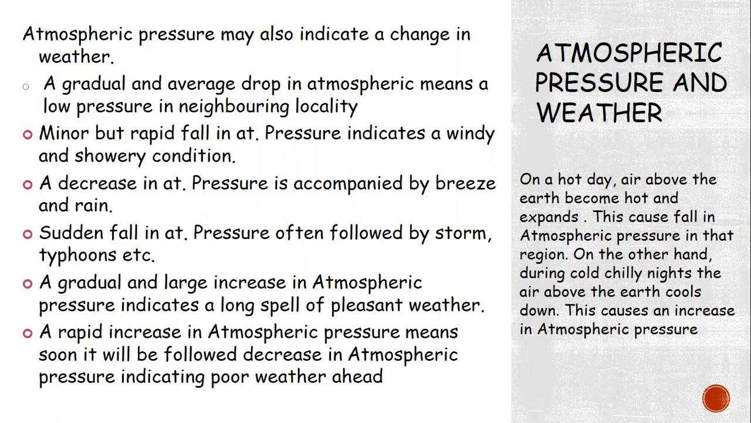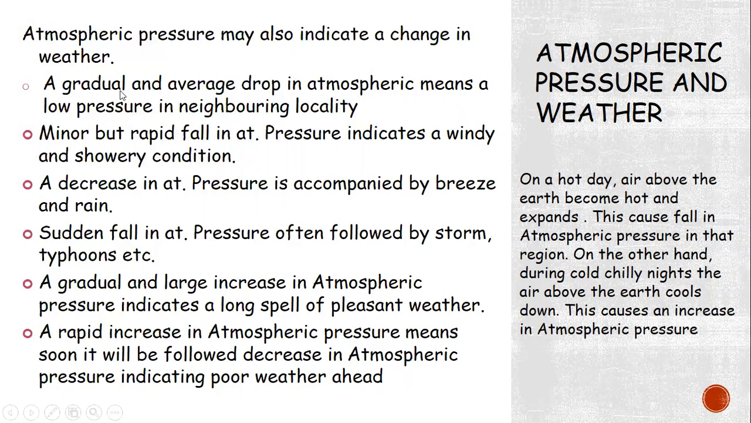We have much more rain than the previous year. So the atmospheric pressure plays a very important part, so that we can predict the weather. On a hot day, the air above the earth becomes hot and expands. This causes a fall in atmospheric pressure in that region. On the other hand, during cold chilly nights, the air above the earth cools down, and this causes an increase in atmospheric pressure.